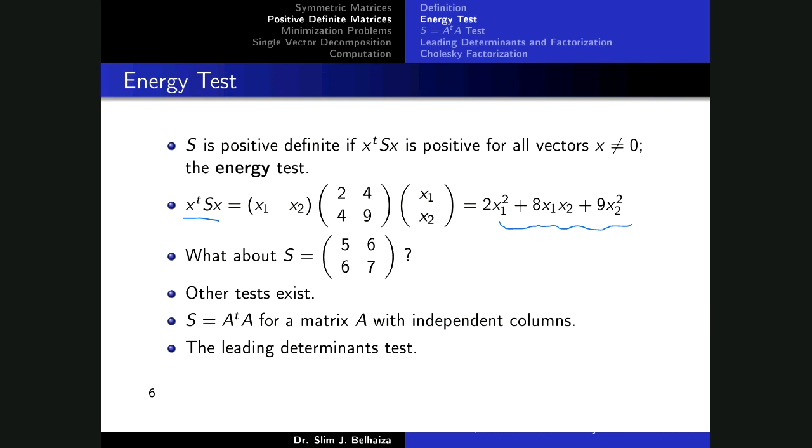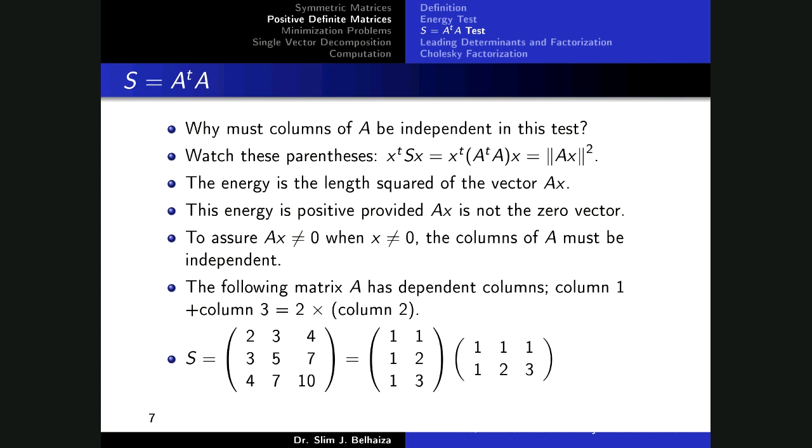One of the tests was to write S equals A transpose A, using A with independent columns. And we've seen the leading determinant test. So how to write A transpose A as equal to S? Why do these columns of A need to be independent?